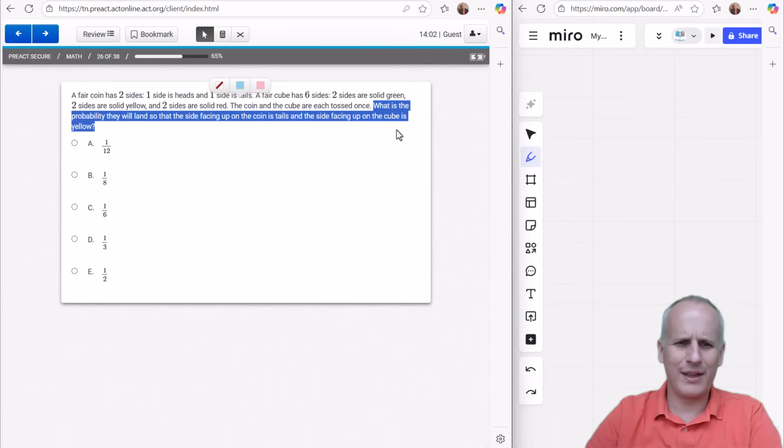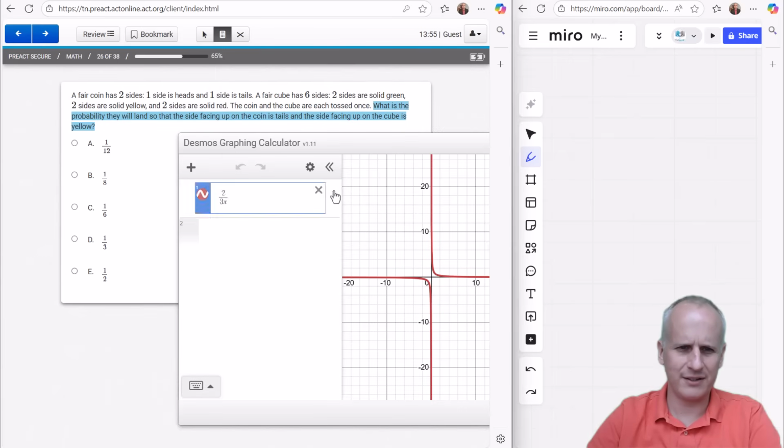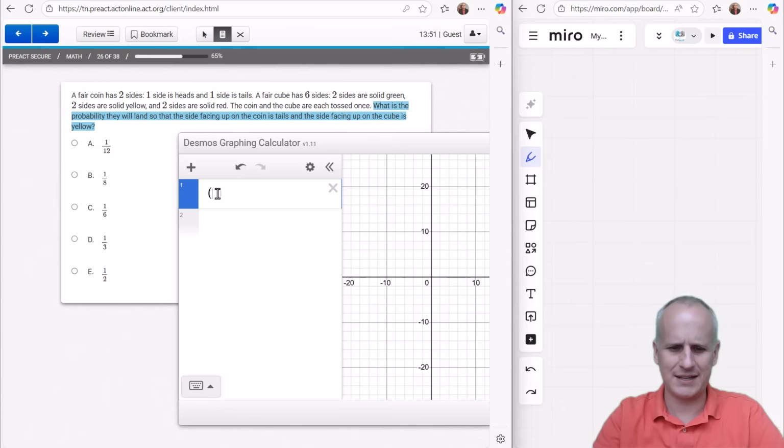and we move on to the next question, which is asking what is the probability they will land so that the side facing up on the coin is tails and the side facing up on the cube is yellow. Once again, we can use the graphing calculator to track this. So we know a fair coin has 2 sides. One side is heads, one side is tails. So that probability is just going to be 1/2.